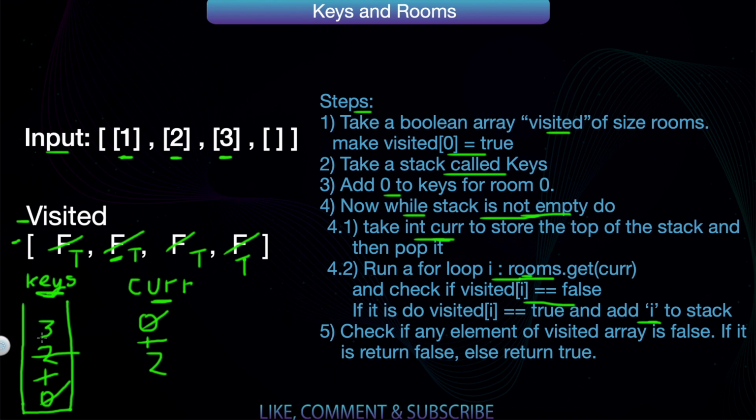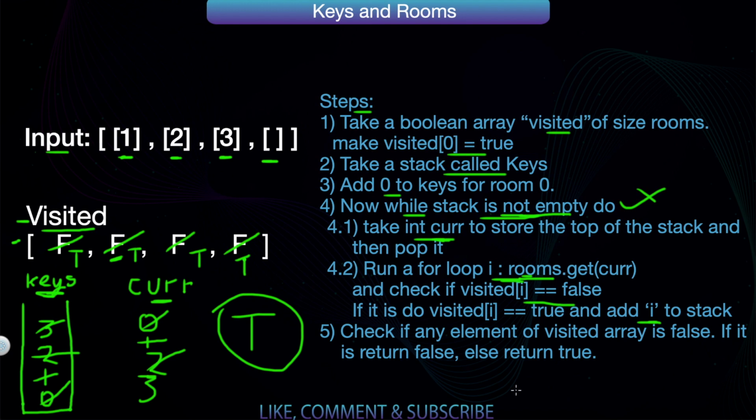We'll add 3 to the stack, and our stack is still not empty, so we'll update our current and we'll pop the stack. So our current now becomes 3. Then we'll get rooms.get(current). This is an empty room, so we will exit this for loop, and then we'll exit this while loop because this condition is not satisfied. So then we'll check our visited array, if any element is false. If it is, we'll return false, else we'll return true. As every element is true, we will return true. So true is our final answer.